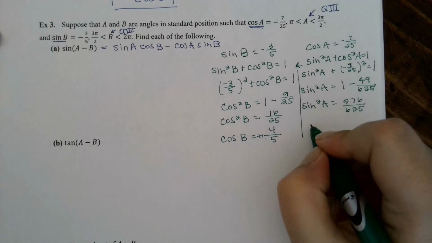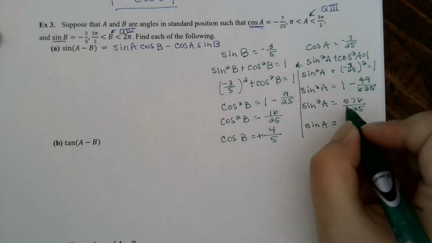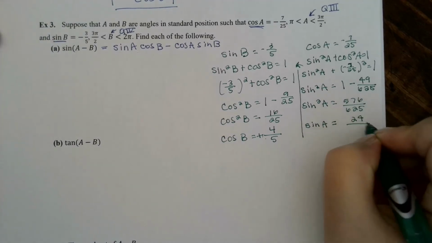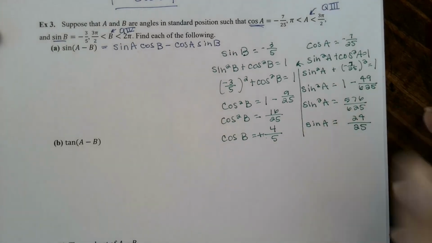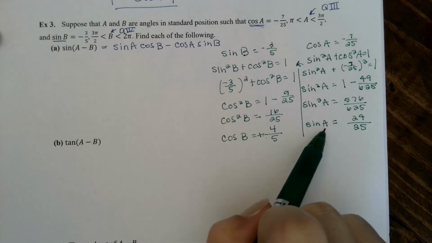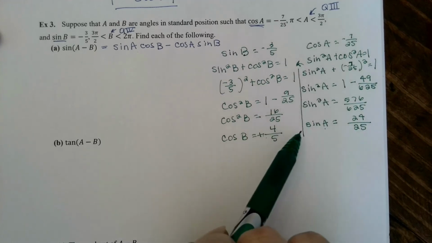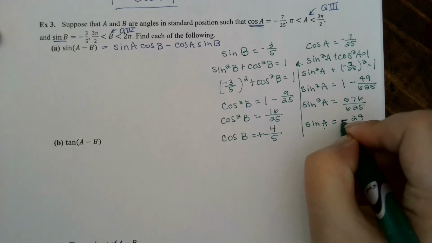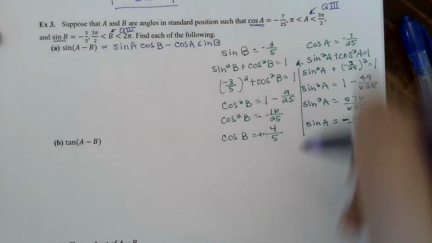And then we take the square root of both sides. So sine A is equal to the square root of 576 over the square root of 625. The square root of 576 is 24, and the square root of 625 is 25. And then we need to determine our sign. Angle A is in quadrant 3, so sine of an angle in quadrant 3 is going to be negative. So sine A is -24/25.